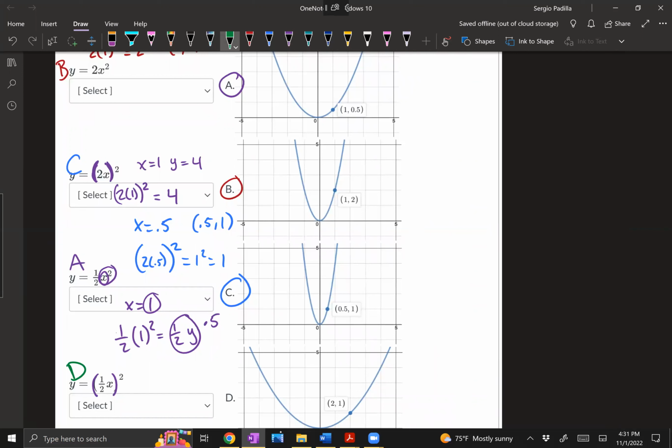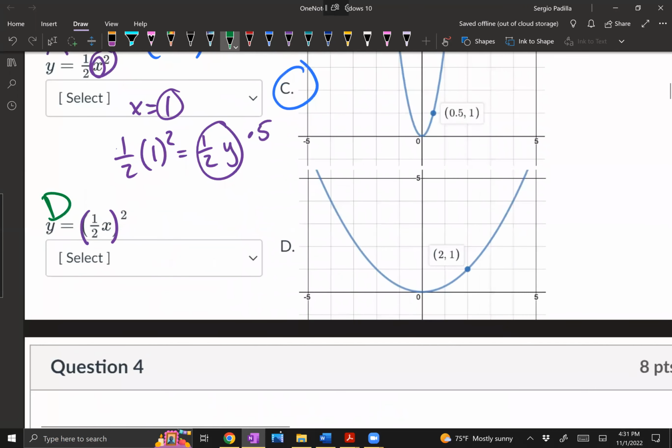On your test, try to use some of those test taking strategies as much as you can. Process of elimination is a really great tool for you guys to use. But always double check yourself, okay? So like in this one, I'm going to double check. Here it's telling me x is equal to 2, then y is equal to 1. Let's try it. I would do 1/2 times 2, then square it. 1/2 of 2 is 1. 1 squared is 1. So I plugged in 2, I got out 1. Yes, that's the point that's right there. So double check yourselves on your test tomorrow.